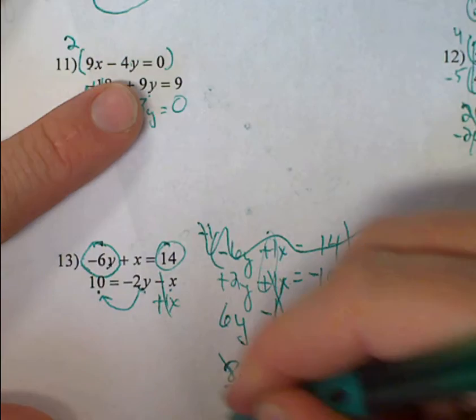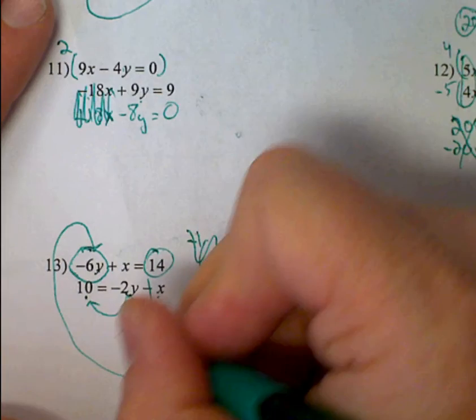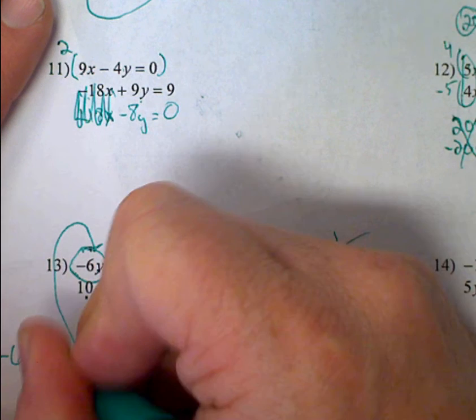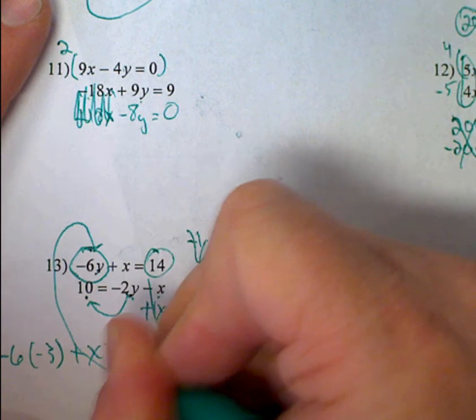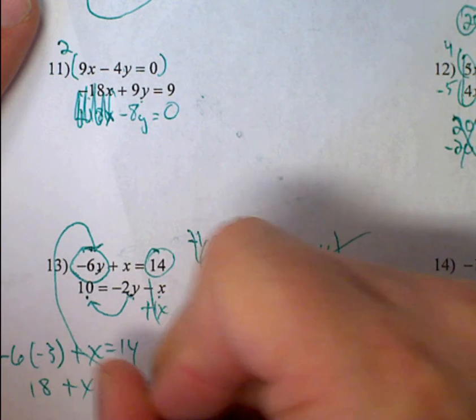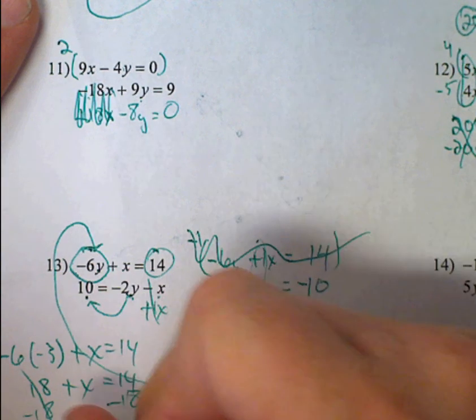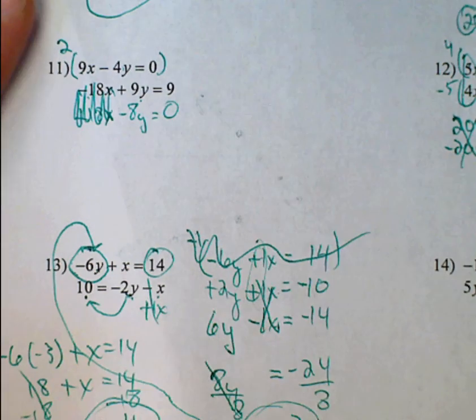Y equals negative 3. I'm going to plug that back into my original equation. So I get negative 6 times negative 3 plus x equals 14. Negative 6 times negative 3 is 18 plus x equals 14. Minus 18, x equals negative 4. And I am done.